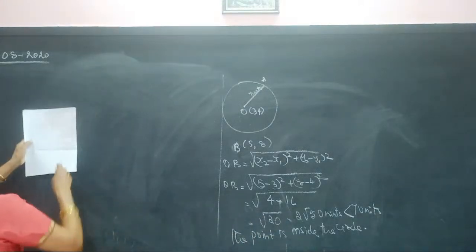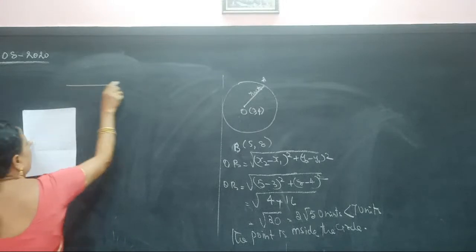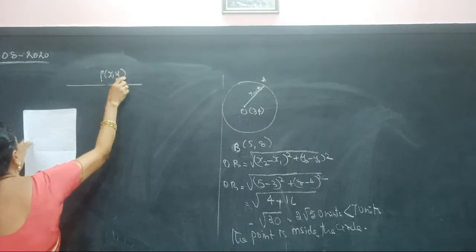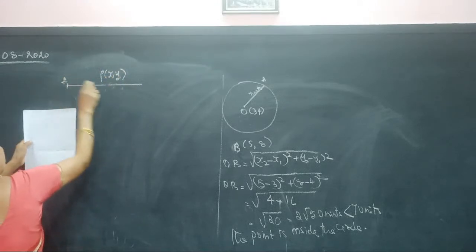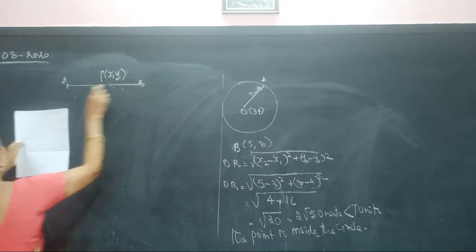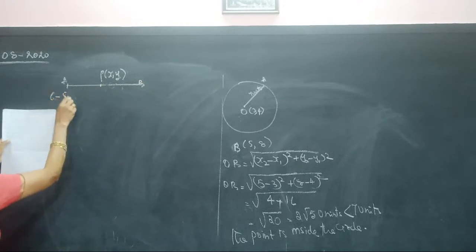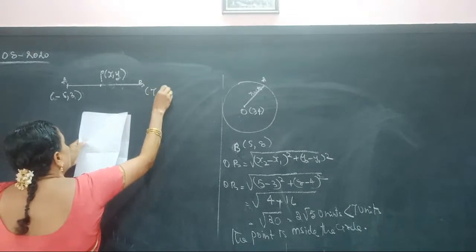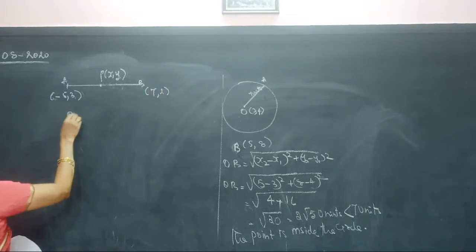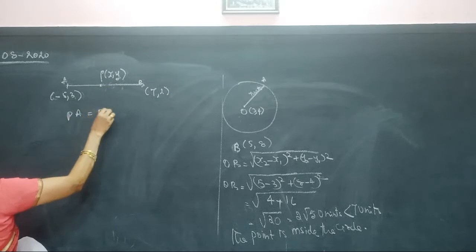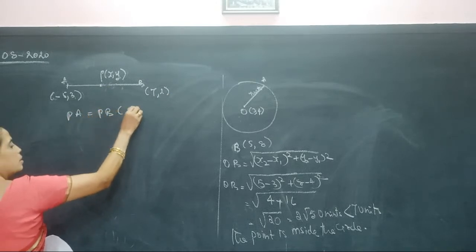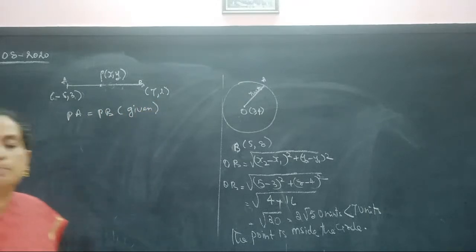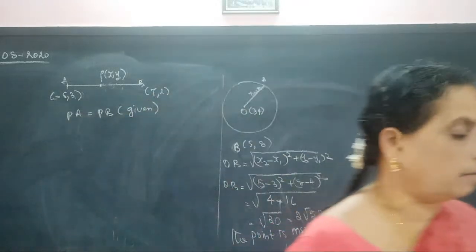Find a relation between x and y such that point P(x, y) is equidistant from A(5, 3) and B(7, 2). That is, PA equals PB is given.